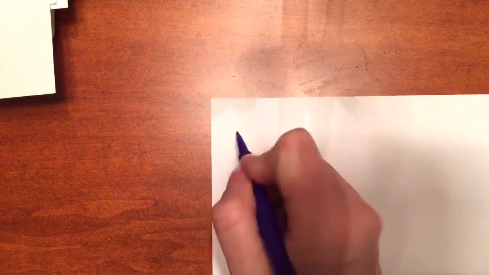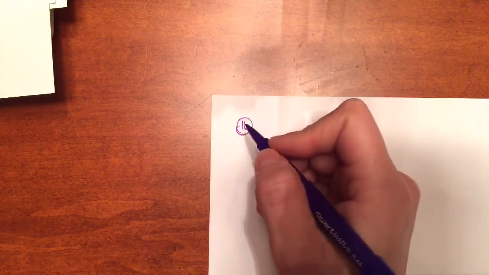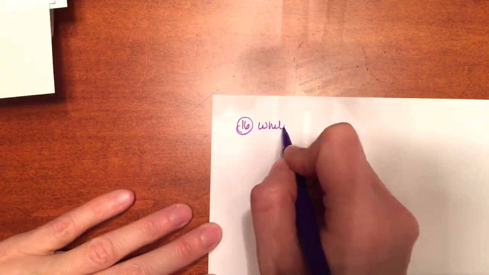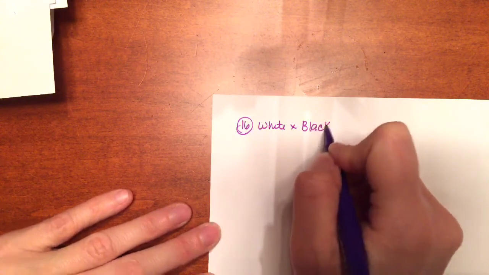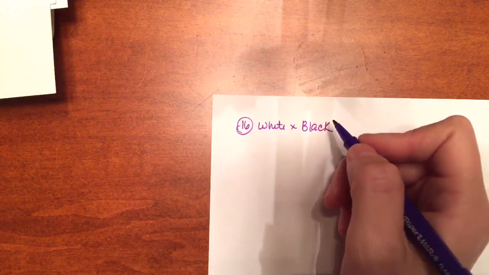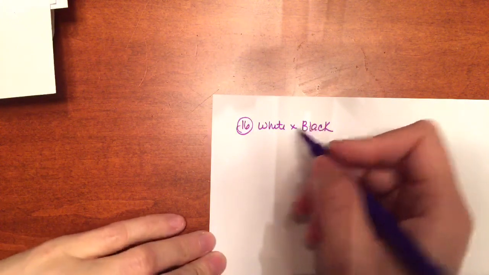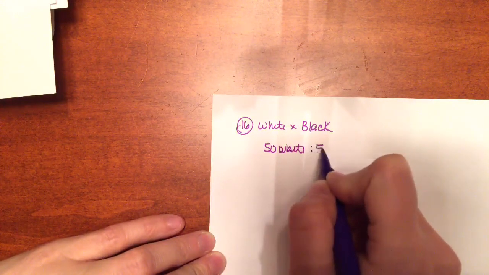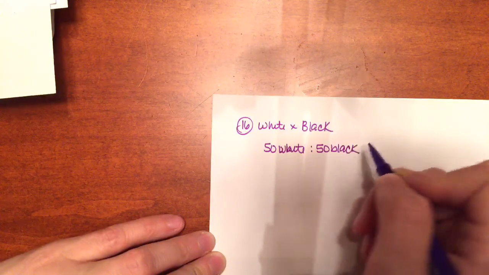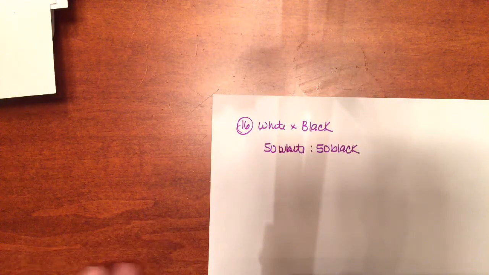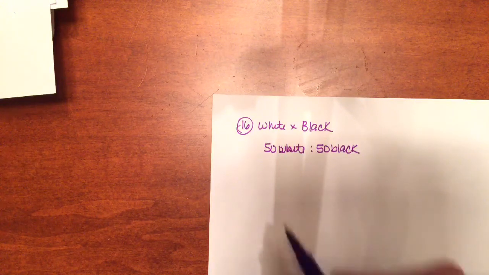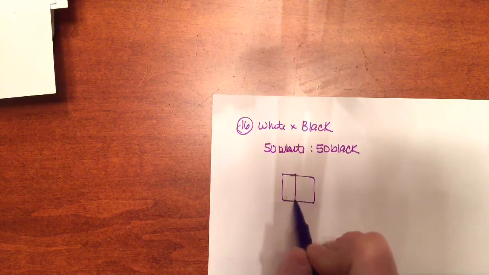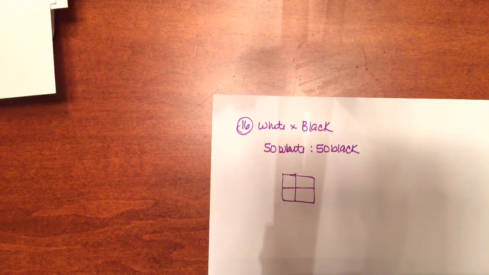All right, so then number 16. Get a new piece of paper here. Farmer Brown crossed the white hen with a black rooster. He produced 100 chicks. And he got a 50-50 ratio, 50 white to 50 black. And it asks you if one of the genes is dominant. So what kind of cross would give you 50 white and 50 black?